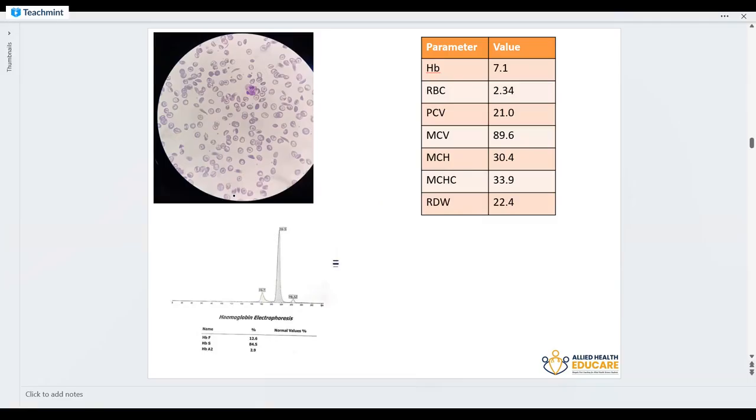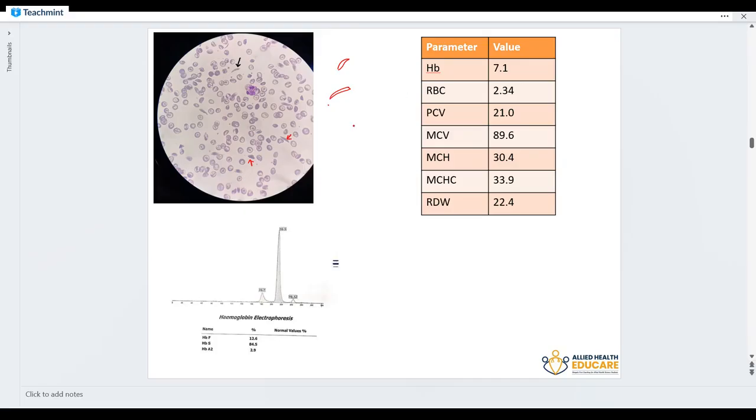In this blood picture, we can see very clearly there are different types of abnormal cells. This is the abnormal cell. The cell is just like a sickle cell. It looks like this type. And there are numerous target cells.